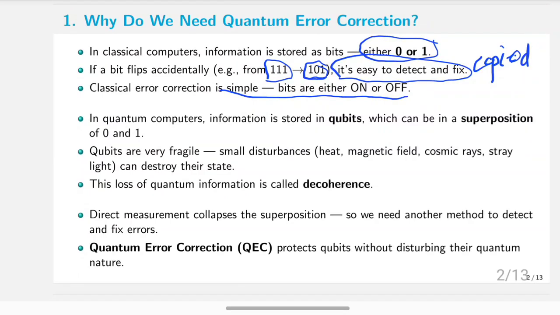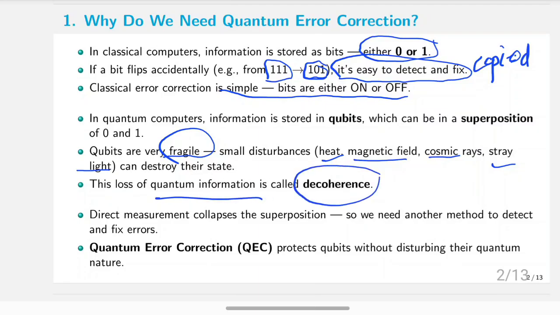So why do problems occur? What is the reason errors occur in quantum computers? Qubits are very delicate, or I can simply say qubits are very fragile. Even tiny effects such as heat, magnetic fields, cosmic rays, or stray light can destroy their state. This loss of quantum information we call decoherence. What is that? Quantum decoherence.